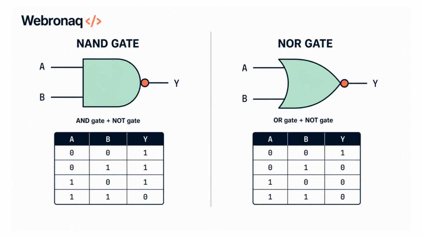That's huge for chip manufacturers because it means a factory can mass produce just one type of gate and still build any digital circuit on the planet. Cheaper, simpler, and easier to scale.